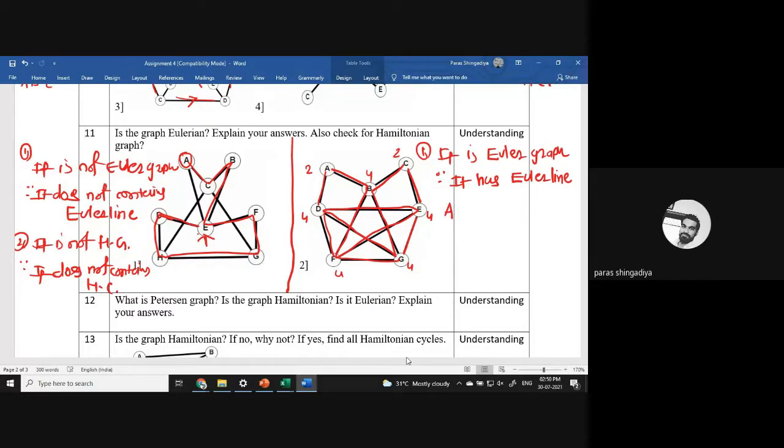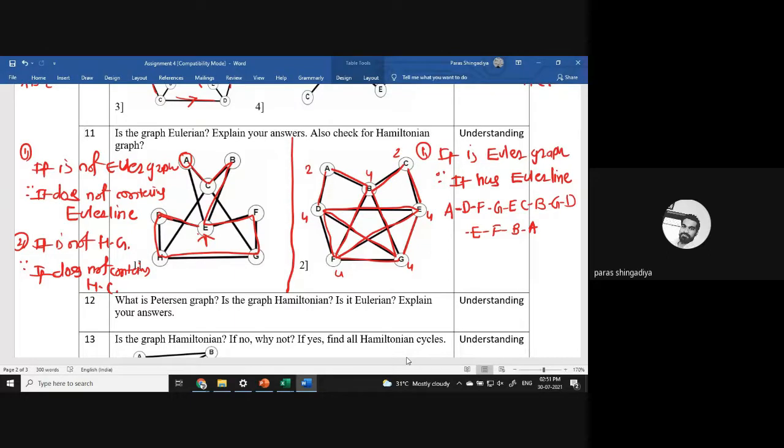You can mention the Euler line here. A, then after D, F, G, E, C, B. Okay, and from B covered all the inside edges. So from B to G. Okay, from G you can go to D, D to A, E to F, F to B, and B to A again. That is your closed walk, which covered every edge exactly one time.